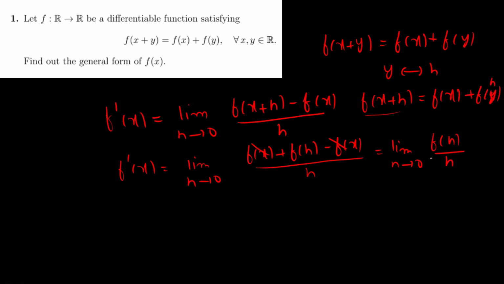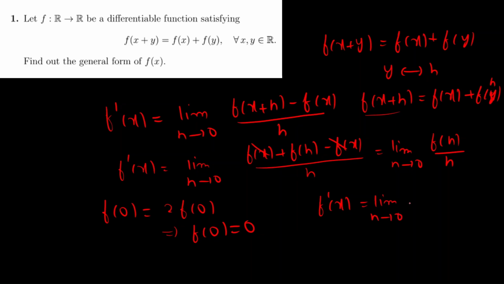Now how do we deal with this? We make an observation in our original equation. If we substitute both x and y as 0, we get f of 0 is equal to twice f of 0, which implies that f of 0 is equal to 0. Now I can write this limit as f dash of x equal to limit h tends to 0 f of 0 plus h minus f of 0 divided by h. It is same as the before one. Now this is nothing but f dash of 0. f dash of x is equal to f dash of 0.